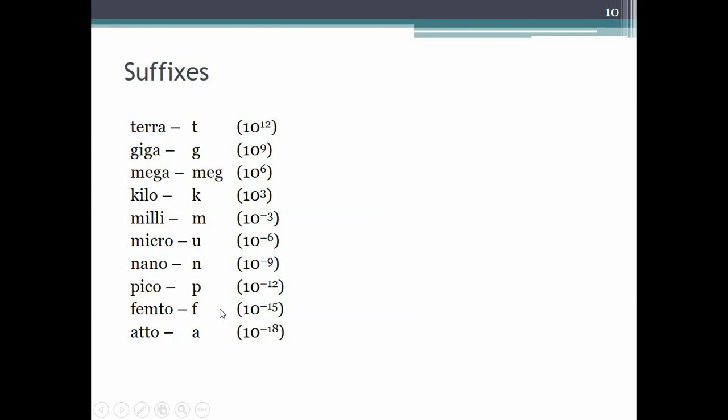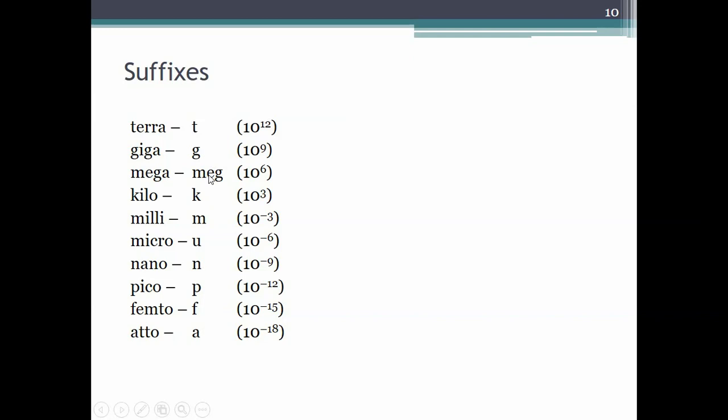So these are the suffixes. T for tera, 10 raised to 12, G for giga, MEG for mega, K for kilo, M for milli, U for micro, N for nano, P for pico, F for femto, 10 raised to minus 15, A for atto, 10 raised to minus 18. So I'm assuming pico to giga you are familiar with. Maybe T, F and A are new to you, so please get familiar with these. A lot of MOSFET capacitances are in femtofarads, as we have seen already.